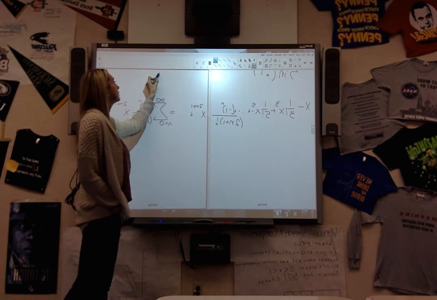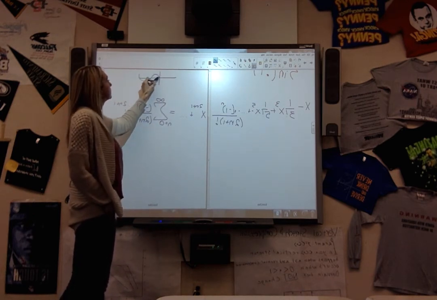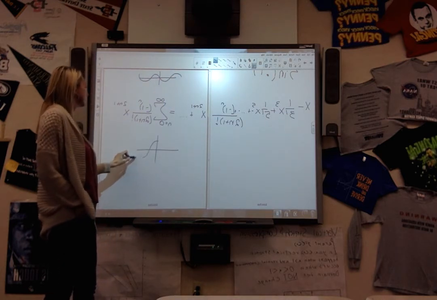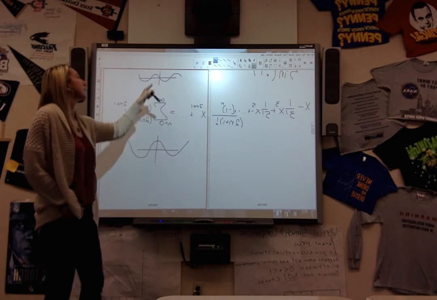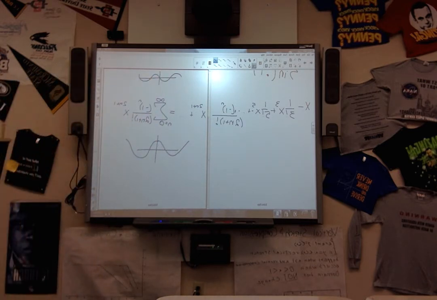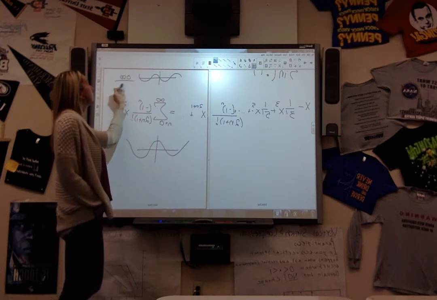Sine graph. Just watch. Cosine graph. Sine graph. Is it even or odd? Even has symmetry with respect to the y-axis. Odd has symmetry with respect to the origin. When we did even and odd functions last year, this is odd.